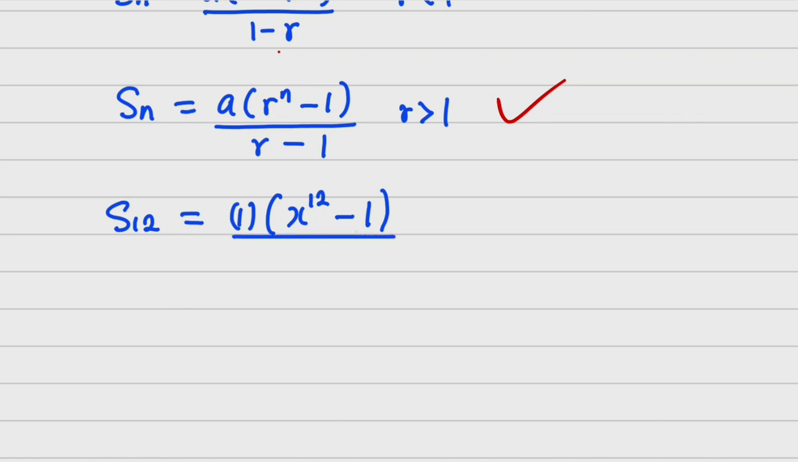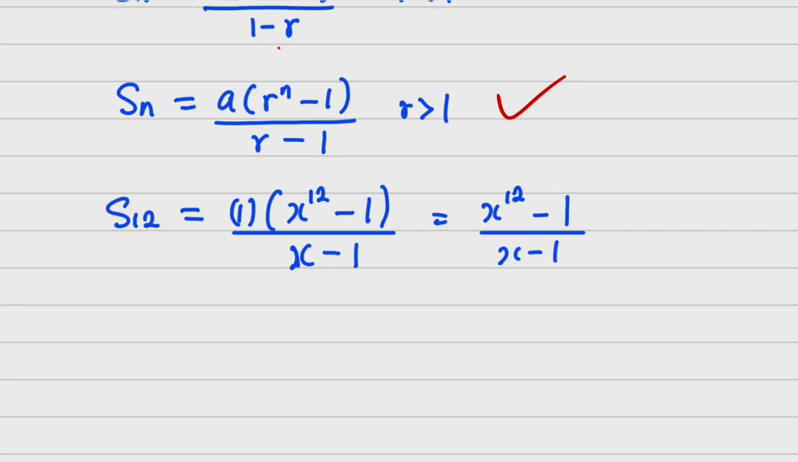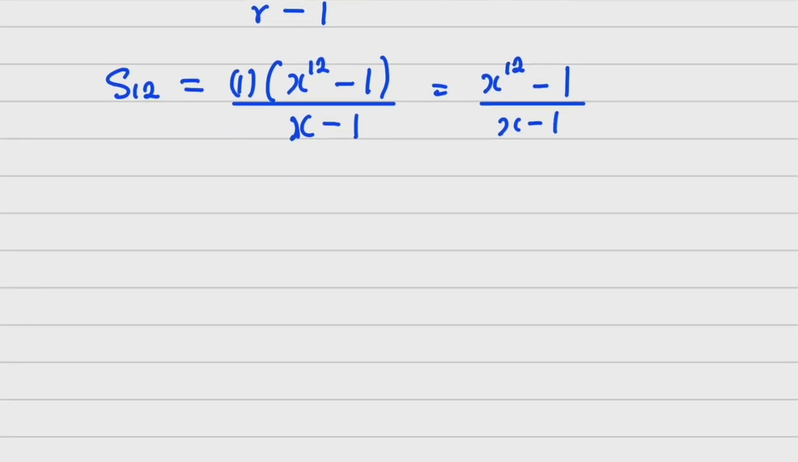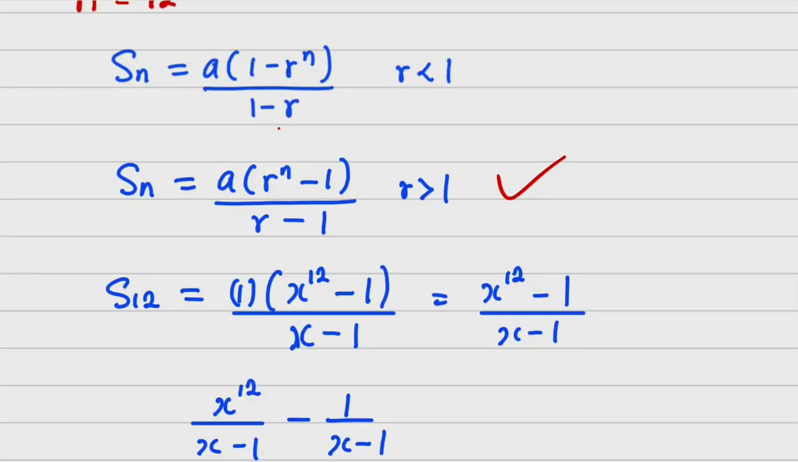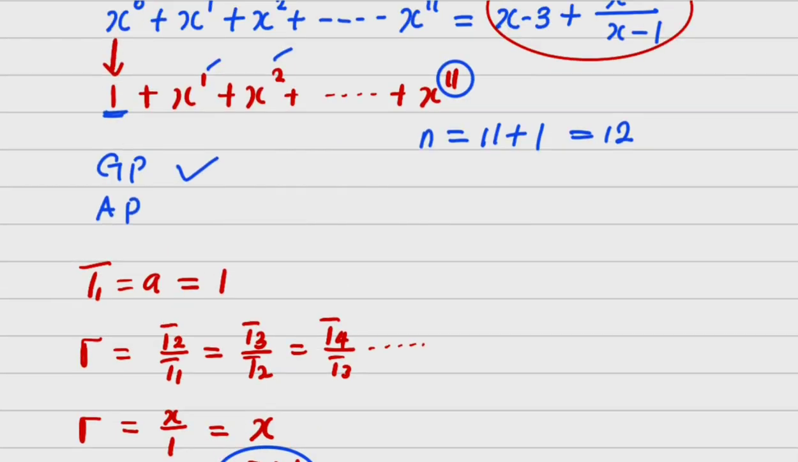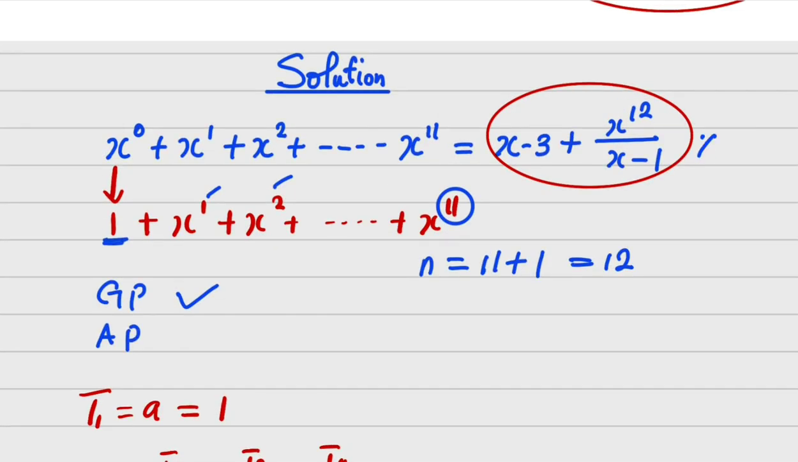Then everything here all over x minus 1. Now this can be written as x raised to power 12 minus 1 all over x minus 1. Separating it, which I'll tell you why I'm separating it, I'm going to have x raised to power 12 all over x minus 1, then minus 1 all over x minus 1. So take note of this. Put it at the back of your minds. Then let's go back. Can you see the sum? Let me show you. Look at the sum here.